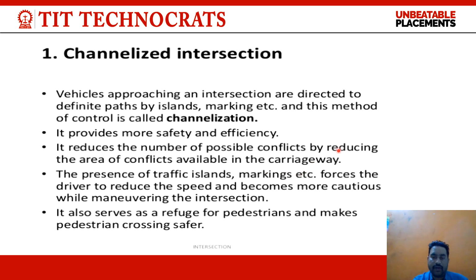The presence of traffic islands, markings, etc. forces the drivers to reduce the speed and become more cautious while maneuvering the intersection. It also serves as a refuge for pedestrians and makes pedestrian crossing safer.